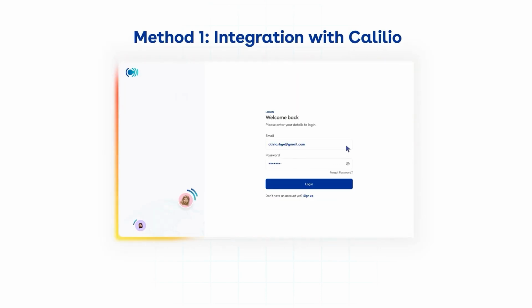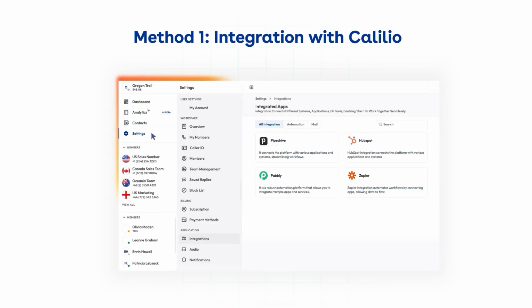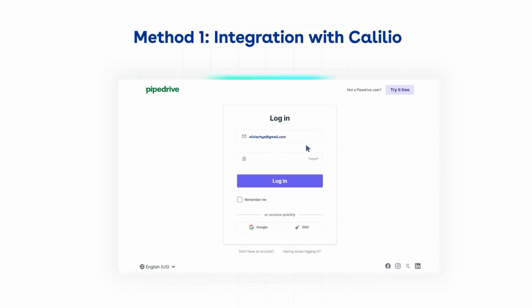1. First, log into your Calilio account. 2. From the dashboard, go to Settings, then navigate to the Integrations tab. 3. Scroll through the list and select Pipedrive. 4. Click on Connect. You'll be redirected to the Pipedrive login page.